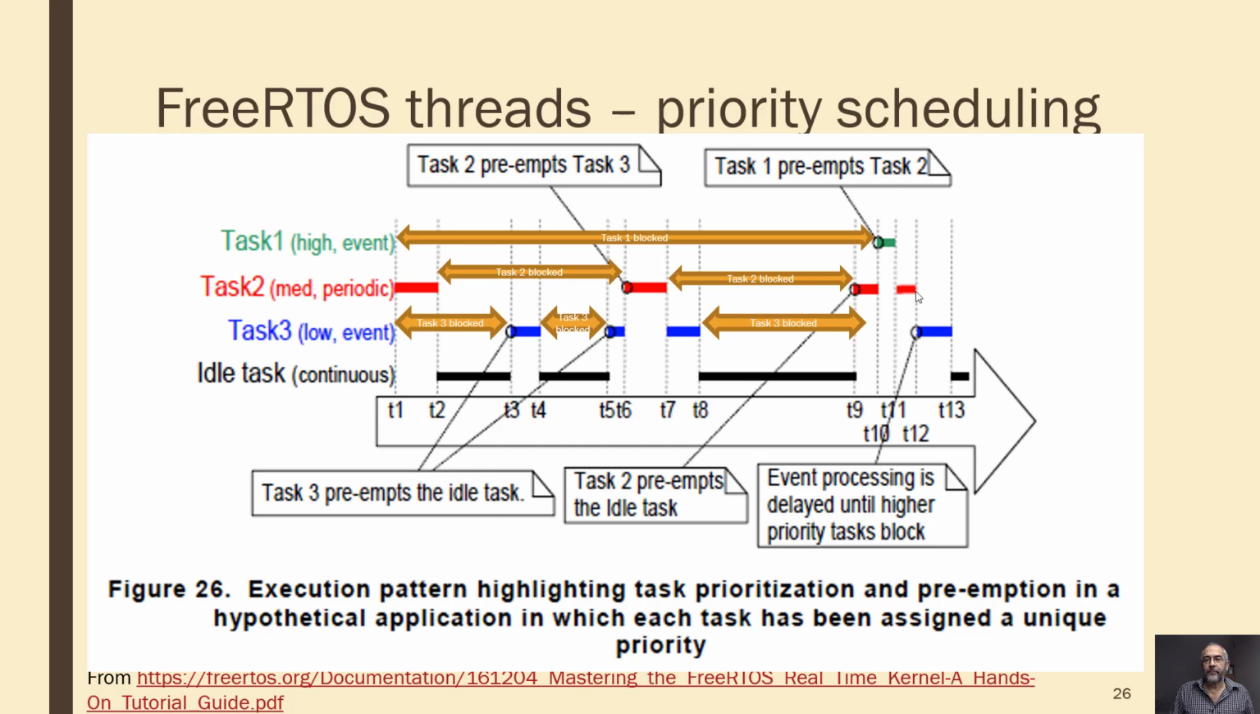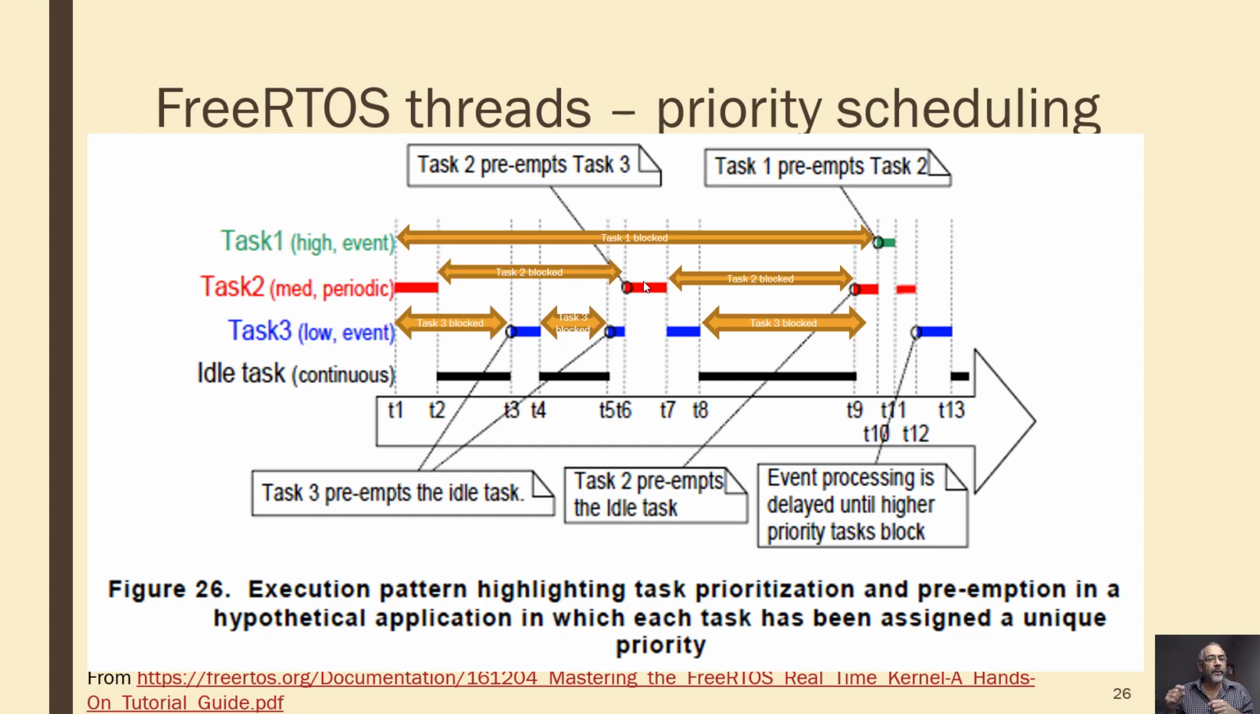T2 was running, but between T10 and T11 it was preempted by task 1 because it has a higher priority. And the same for task 3. It's running from T5 to T8, but in between T6 and T7 it's preempted because task 2 is then ready and running because it has a higher priority. Simple, actually. Always the ready task with the highest priority, that's the one that's running.